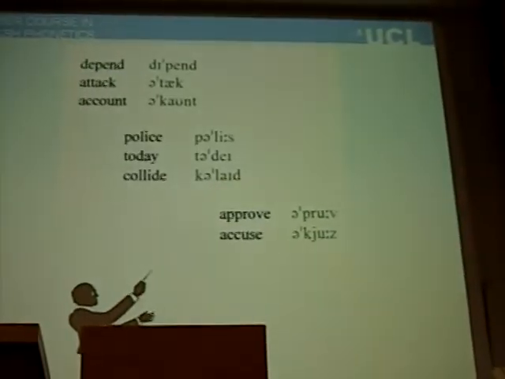What about the last cases? Approve and accuse. What happens here? Well, we've got P and K at the beginning of a stressed syllable, strong vowel therefore, so we expect aspiration. Do we get a little H sound? Aspiration isn't really a little H sound. Aspiration is a delay in the onset of voicing. Now, this means that this delay happens during the R or the Y that follows. The result is a voiceless R.